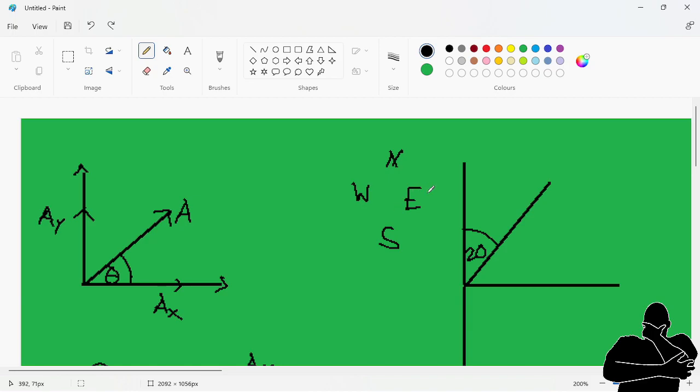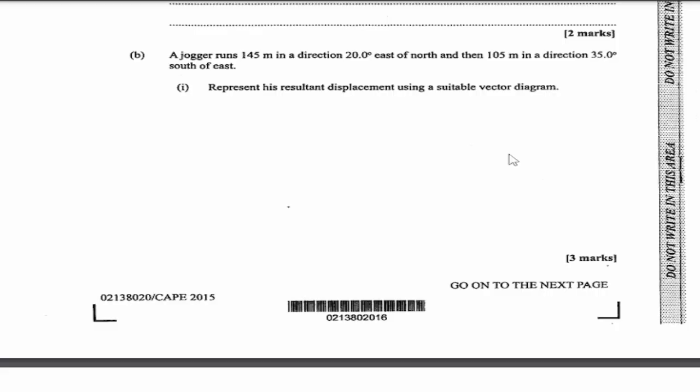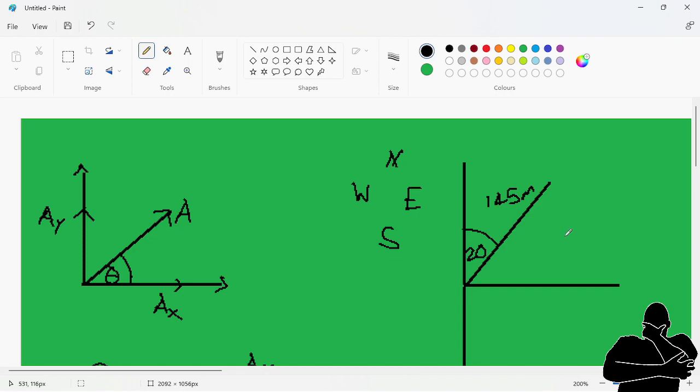And this distance was stated to be 145 meters. He makes a detour. He doesn't continue to go in the same direction. The question then says he goes 105 meters in a direction 35 degrees south of east. So let us draw another line here.